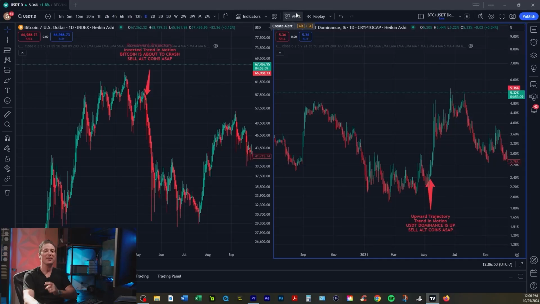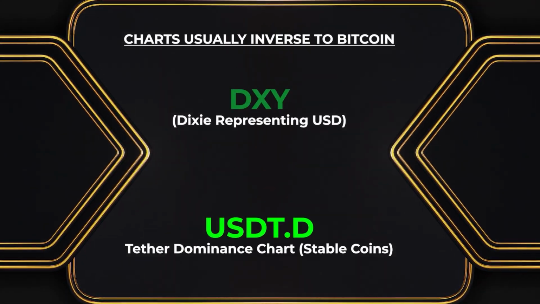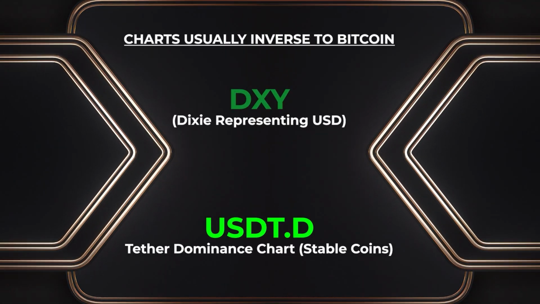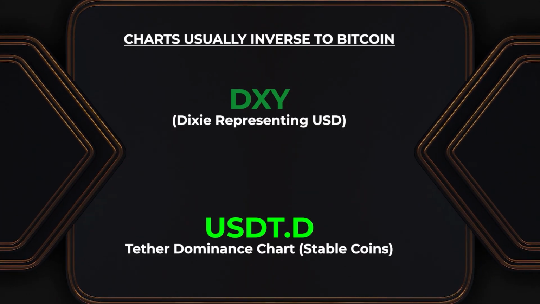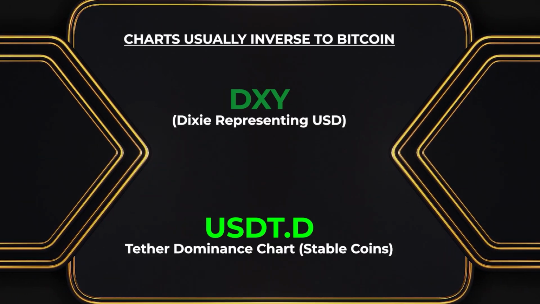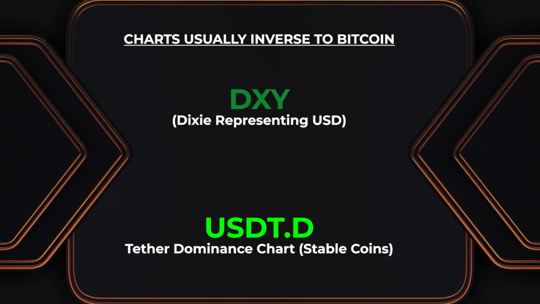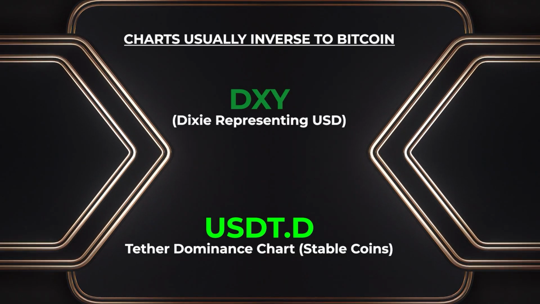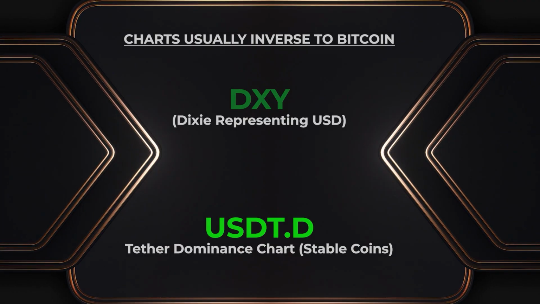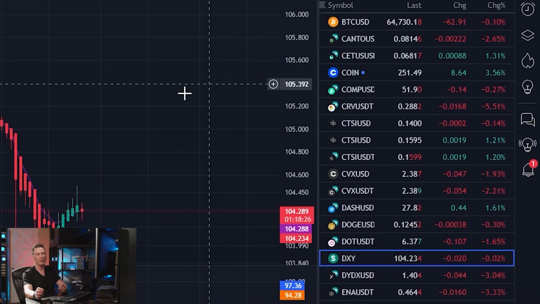Hey everybody, welcome back. In this video, we're going to go over two charts that have inverse relationships with Bitcoin. The first one is going to be the DXY, which references the US dollar. And the second one is going to be the USDT Tether Dominance chart. That's going to be the really cool one, and it's going to help us know when to take profit on our altcoins.